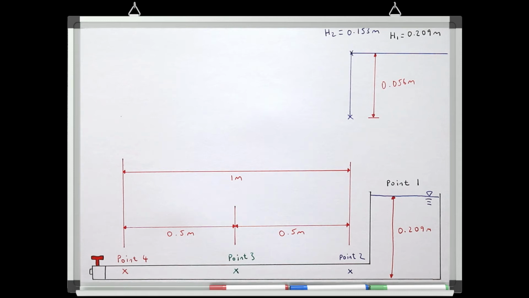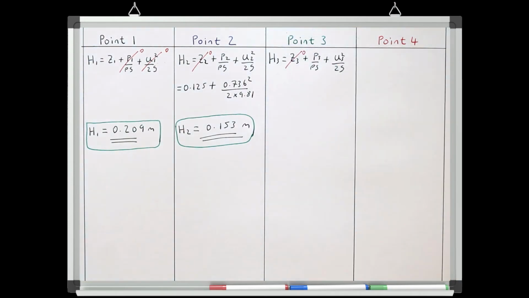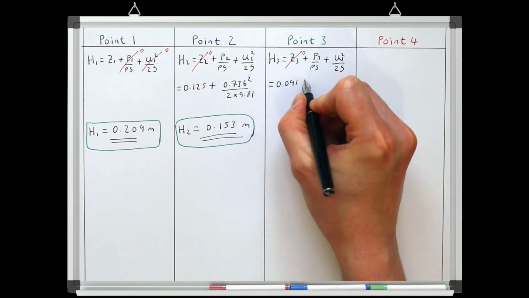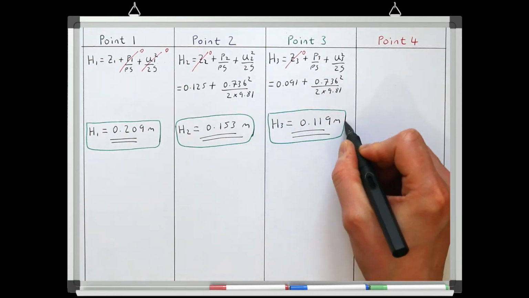Let's have a go at doing the same calculation at point number 3, which is halfway down the pipe. We can write out Bernoulli's equation at point number 3, and at this point, like point number 2, we have no elevation because the pipe is at the base of the system, but we do have pressure and velocity. We already know the velocity, which is 0.736 meters per second, and we can read the pressure off the gauge, which is 91 millimeters or 0.091 meters. So if we plug those numbers into Bernoulli's equation, we get a total pressure head at point number 3 of 0.119 meters.